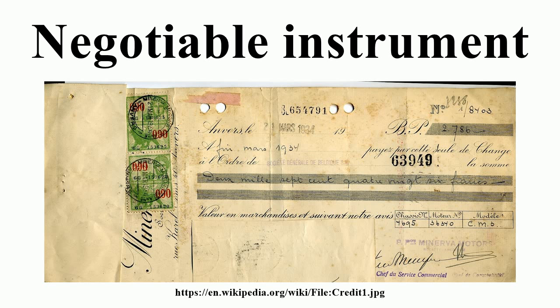It defines a check as a bill of exchange drawn on a banker, which is payable on demand. It defines a promissory note as an unconditional promise in writing made by one person to another, signed by the maker, engaging to pay on demand, or at a fixed or determinable future time, a sum certain in money to or to the order of a specified person or to bearer.